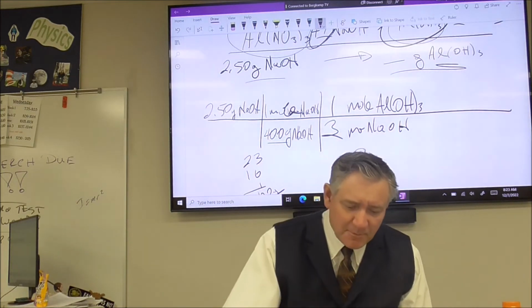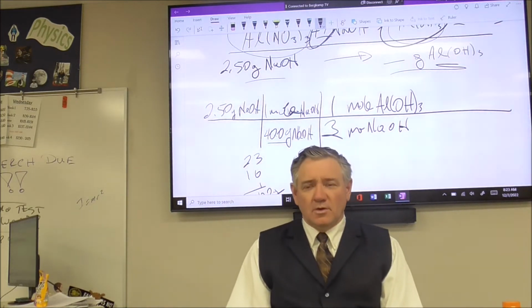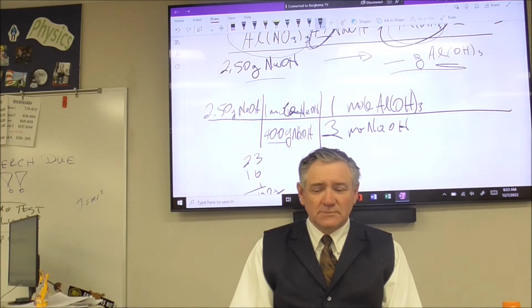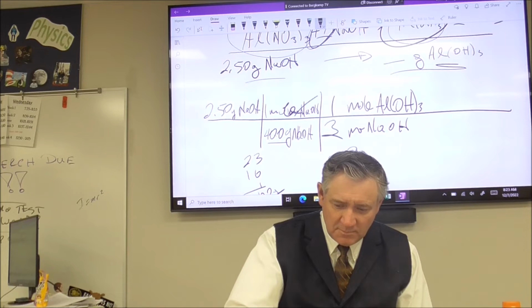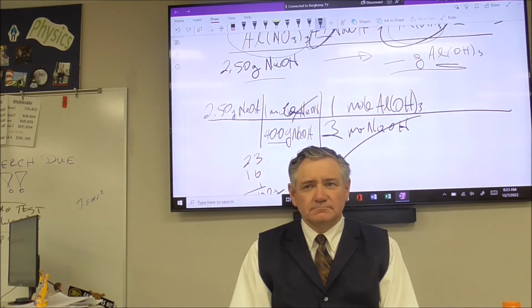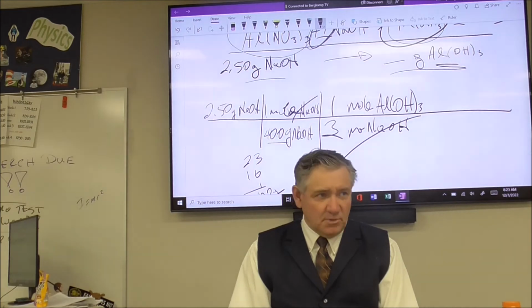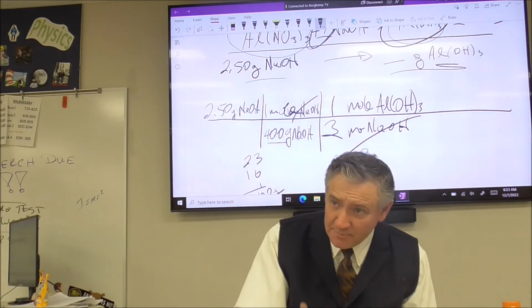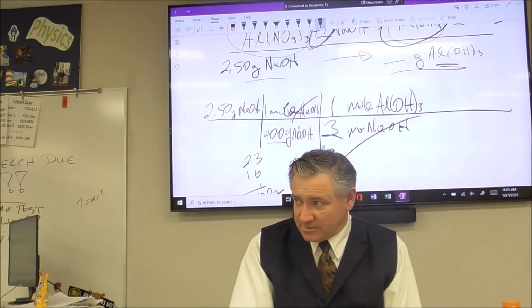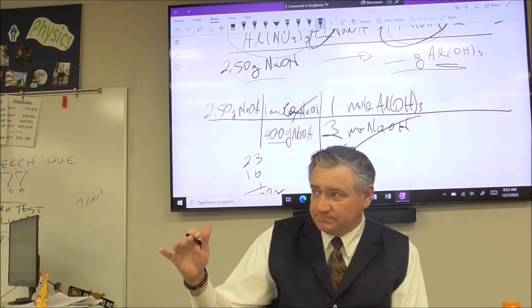If I stop right now, what units do I have? Moles of NaOH? No. Wait, moles of sodium hydroxide are canceled out. They're gone. Al(OH)3. Yeah, moles of aluminum hydroxide. So if I stop right now, I know how many moles of aluminum hydroxide I've produced. Cool with that? Got it.